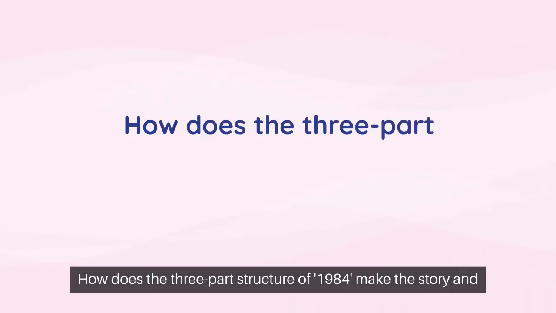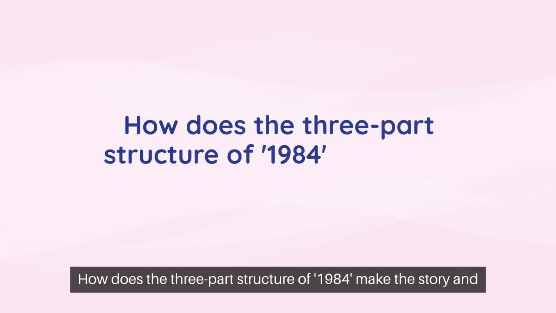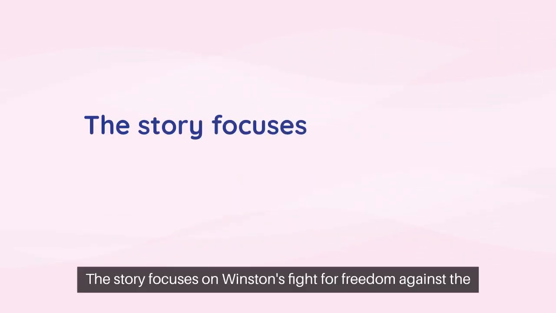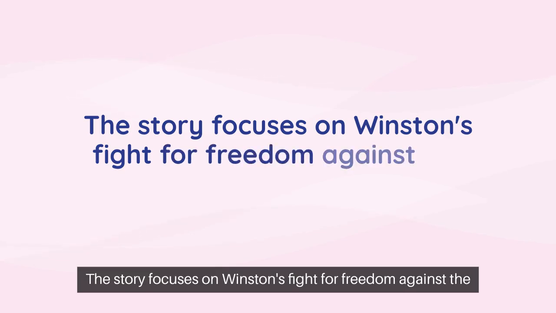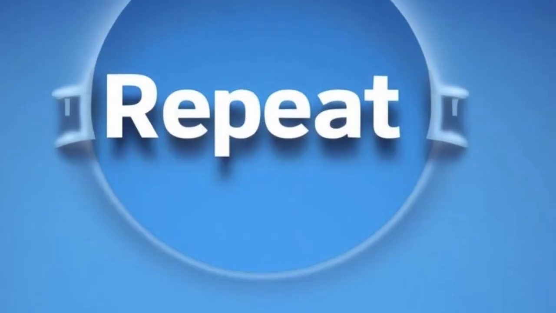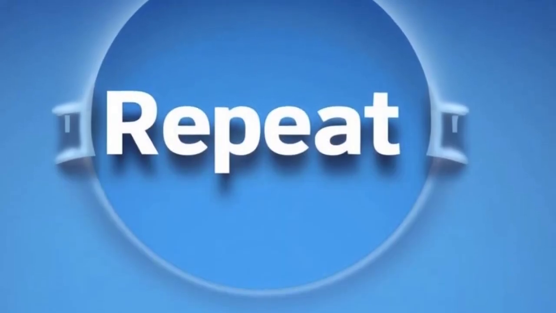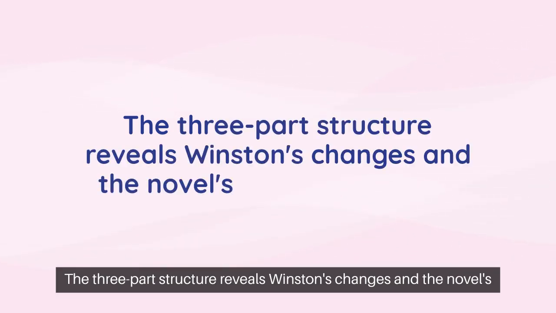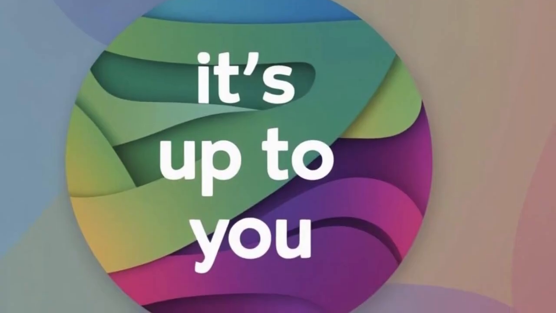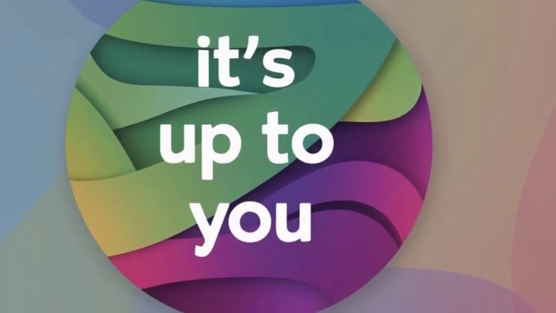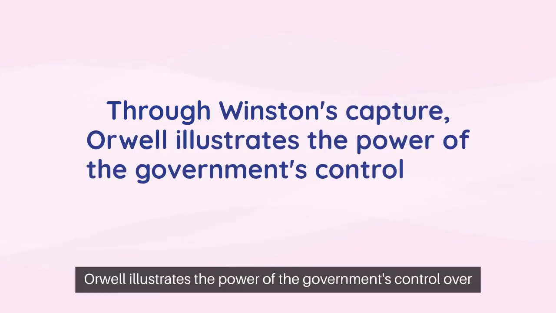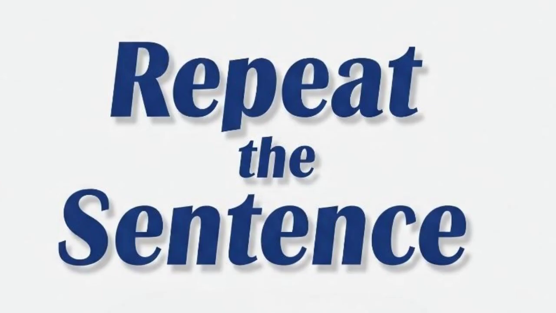How does the three-part structure of 1984 make the story and themes stronger? The story focuses on Winston's fight for freedom against the government's control. The three-part structure reveals Winston's changes and the novel's serious message. Through Winston's capture, Orwell illustrates the power of the government's control over people's minds.